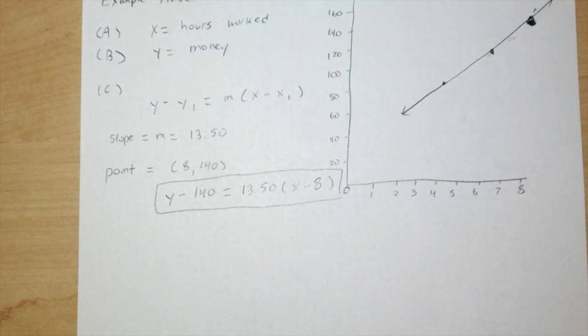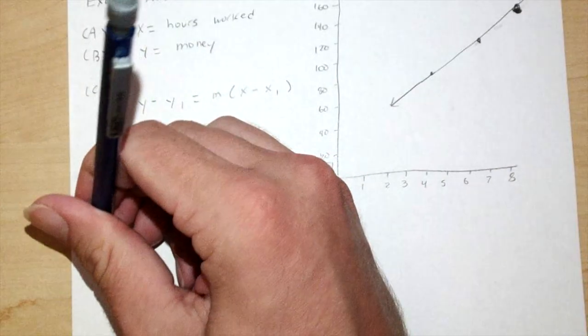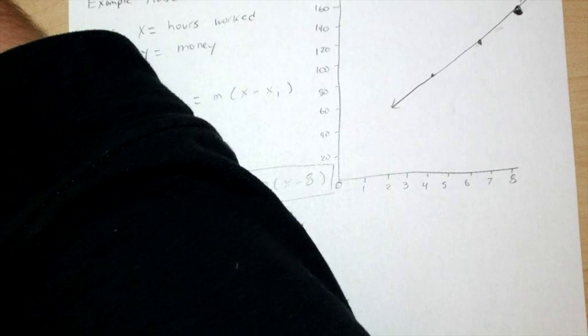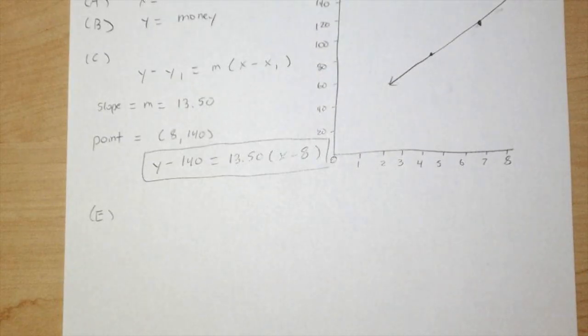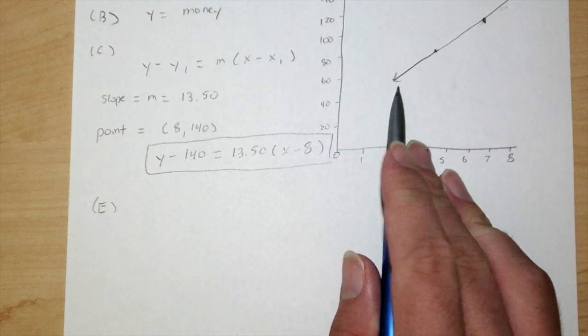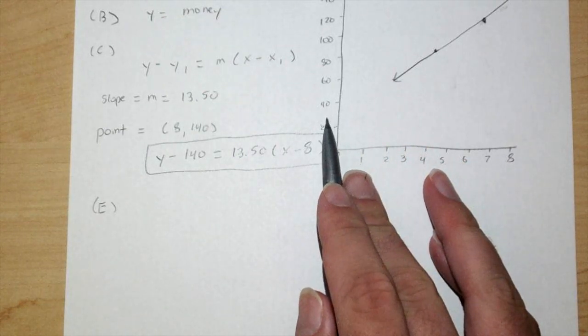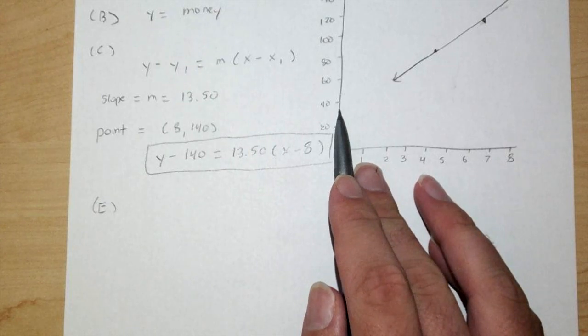So E now says, and this is the bulk of the stuff for the end of the lesson. This is the last big thing. It says, how much money did you have in your bank account before you started working? So we want to figure out pretty much what the intercept is, right? And we could bring our graph all the way down, but it wouldn't necessarily get us exactly what it is.